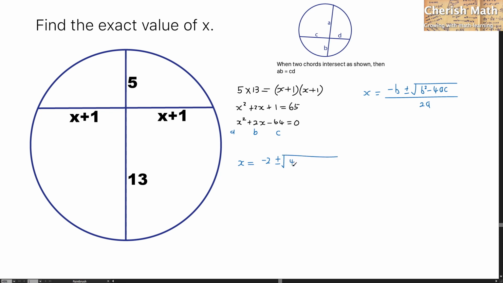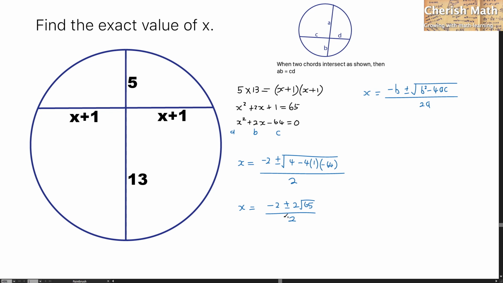2 squared, which is 4, minus 4 times A, which is 1, so I will just leave it as 1, and C is negative 64, divided by 2 times 1, which is just 2. Now, the value of x is negative 2 plus or minus 2 square root of 65 divided by 2. And the final value for x can only exist in the form of a positive number.